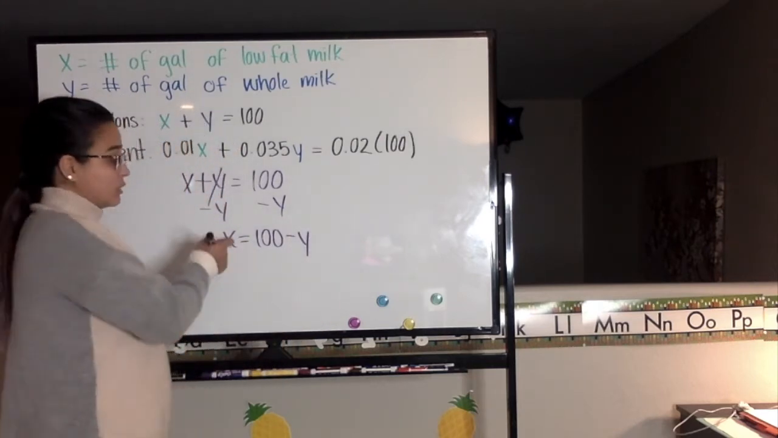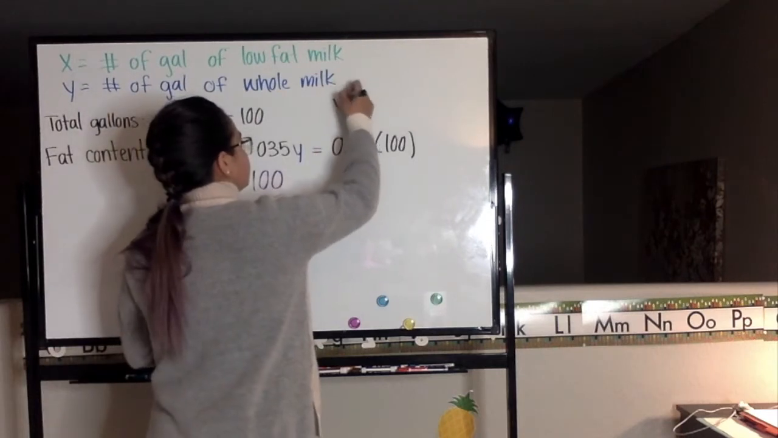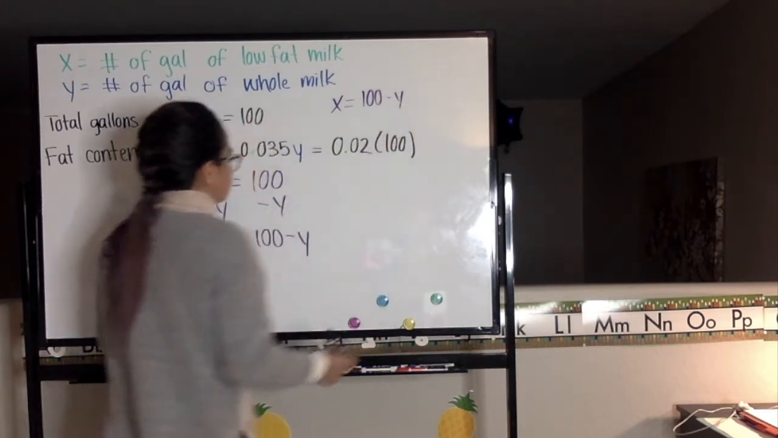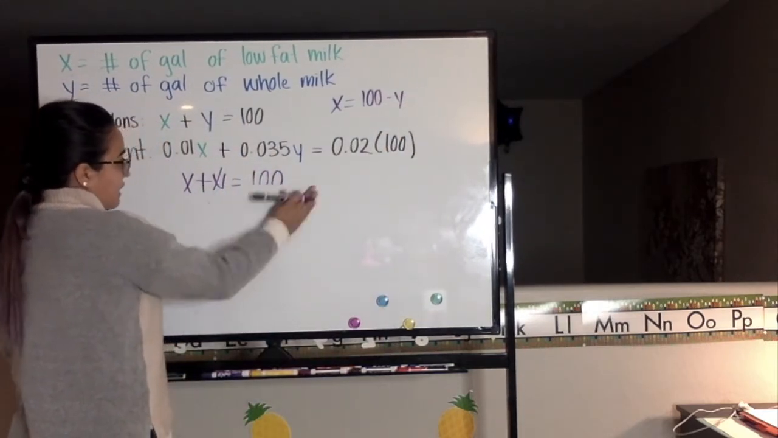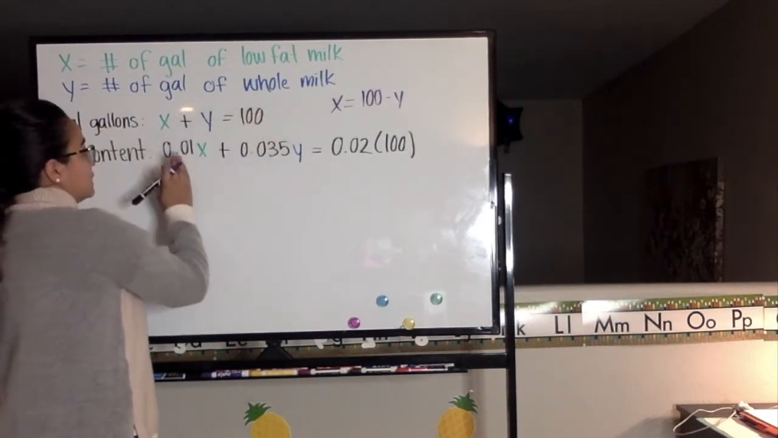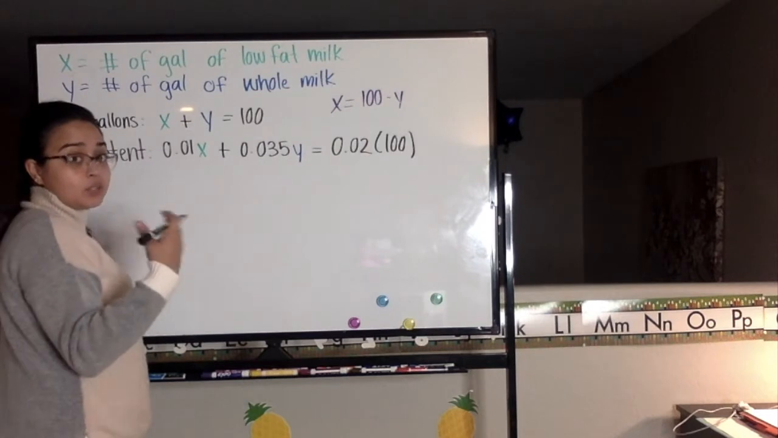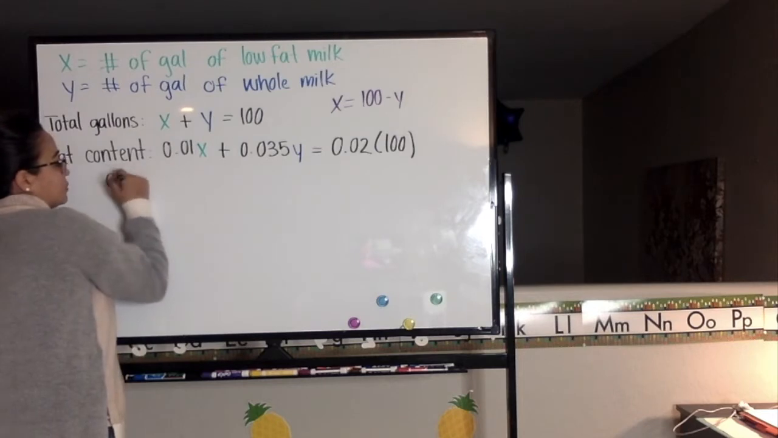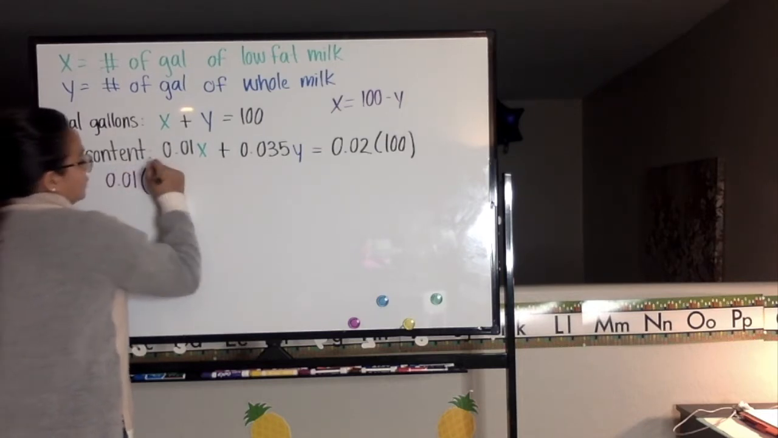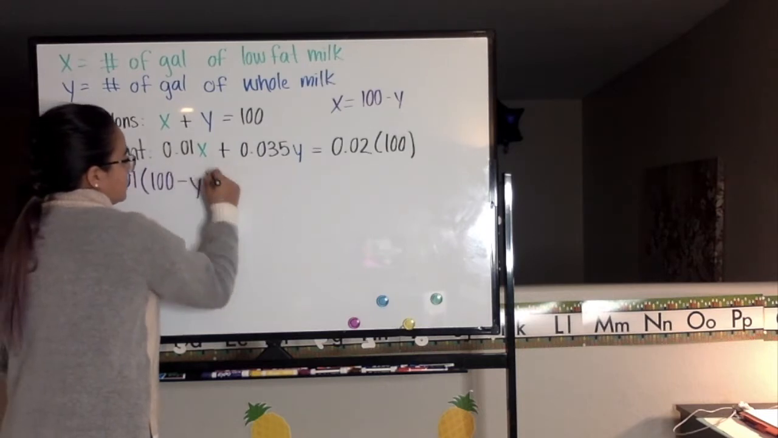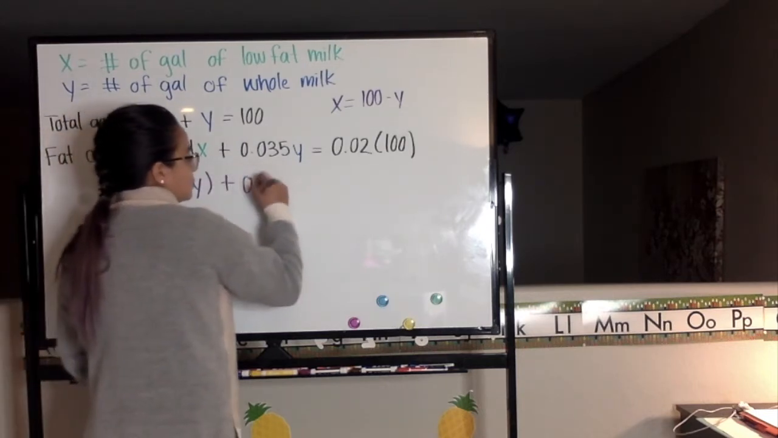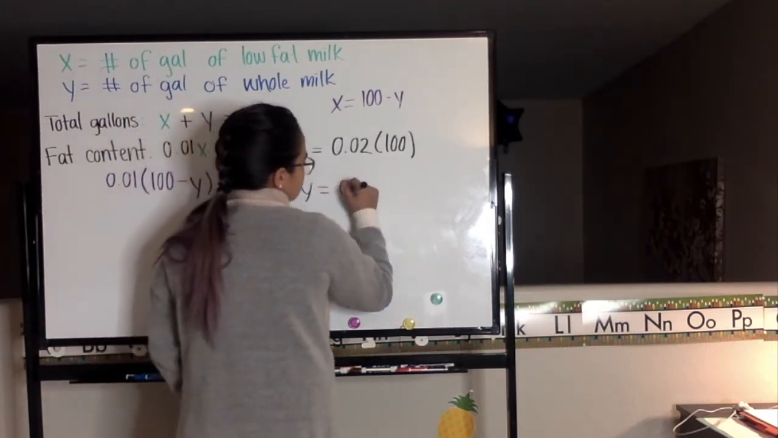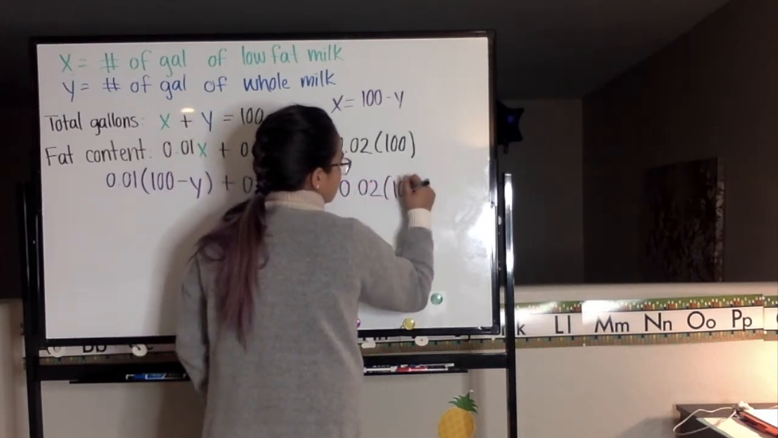Okay, now that we have that, let's write it up here. Having that value for X, we can now substitute it in this equation. So let's go ahead and do just that. We're going to write 0.01 times (100 minus Y) plus 0.035 times Y, which is equal to 0.02 times 100.